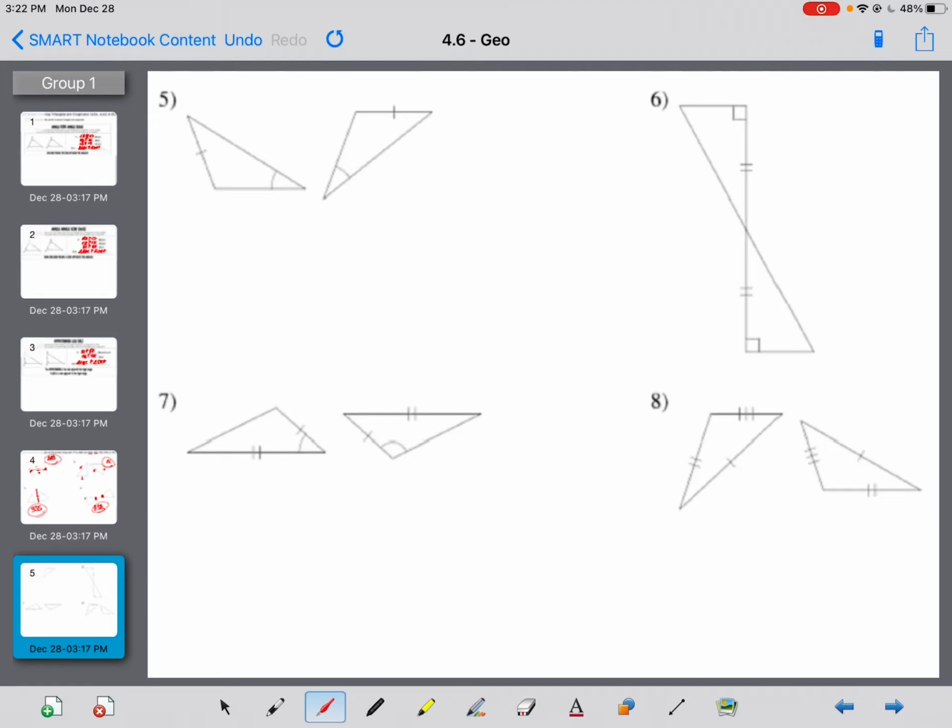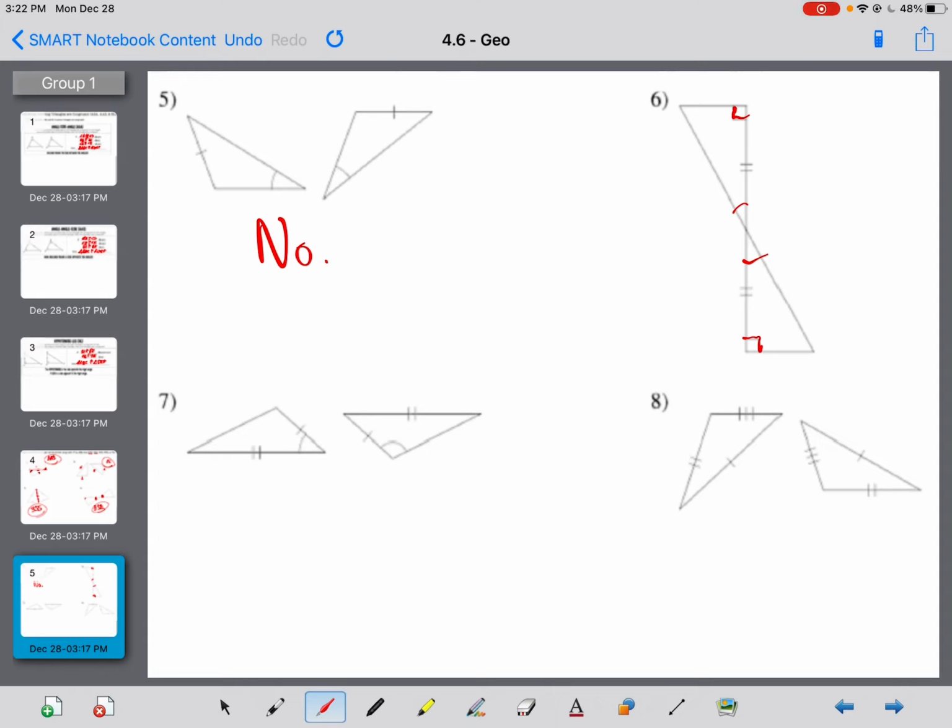Number 5. I got an angle, I got a side. That's not enough. Nope. But Mr. Maggot, this one really looks like that one. Yeah, but it doesn't say it is, so we don't know that it is. Maybe they drew it really crappy, but they happen to look similar.